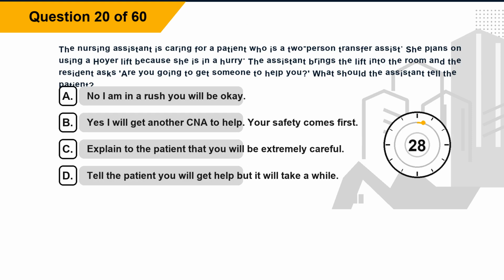Question 20. The nursing assistant is caring for a patient who is a 2-person transfer assist. She plans on using a Hoyer lift because she is in a hurry. The assistant brings the lift into the room and the resident asks, "Are you going to get someone to help you?" What should the assistant tell the patient?